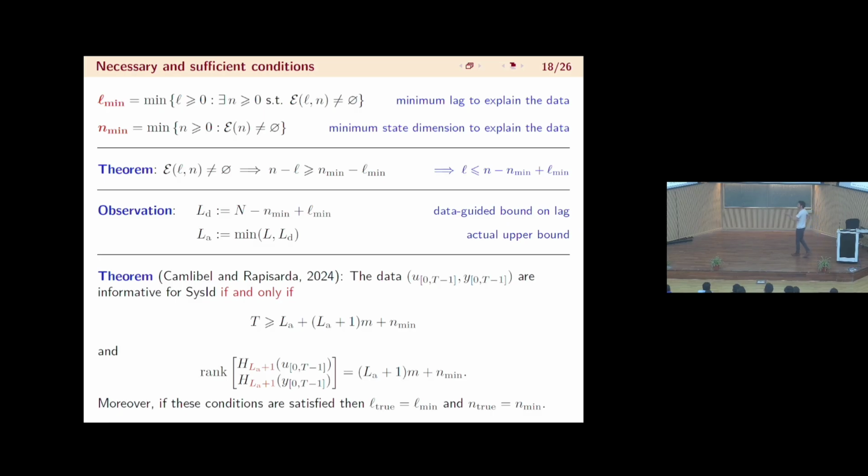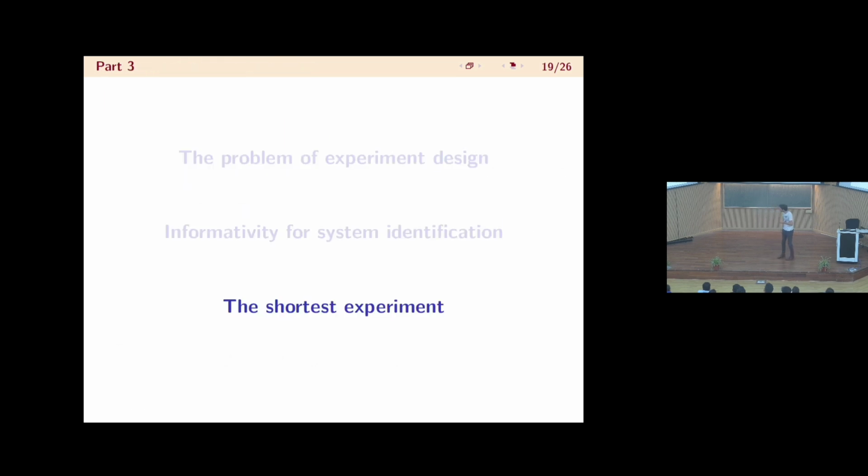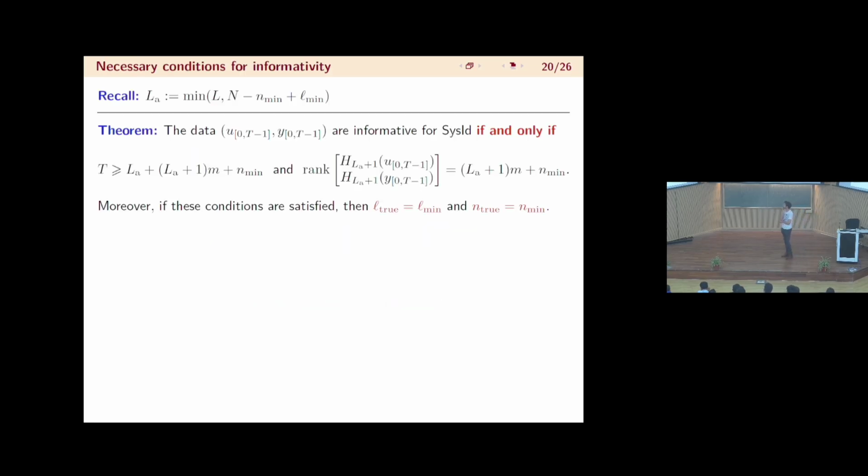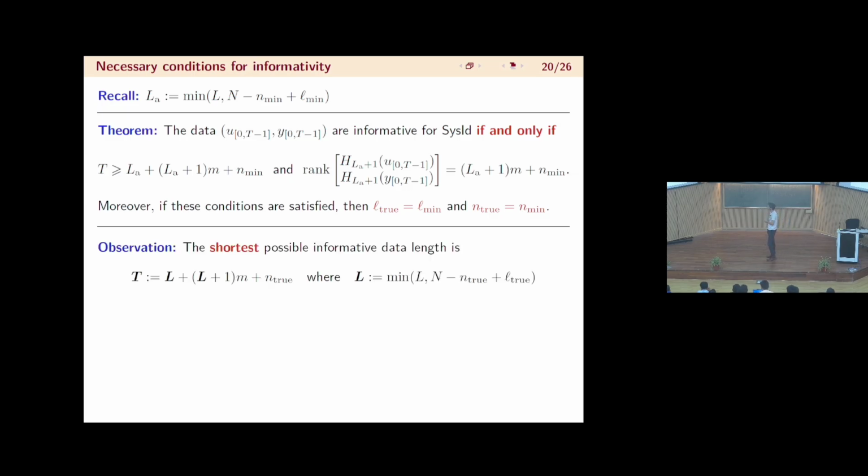Moreover, if these conditions are satisfied, then L_min coincides with the true lag and N_min coincides with the true state space dimension. Okay, let's now consider experiment design again, after considering these conditions for informativity. So these were the conditions for informativity for system identification. Since, if the conditions are satisfied, L_true is equal to L_min and N_true is equal to N_min, I can do the following.